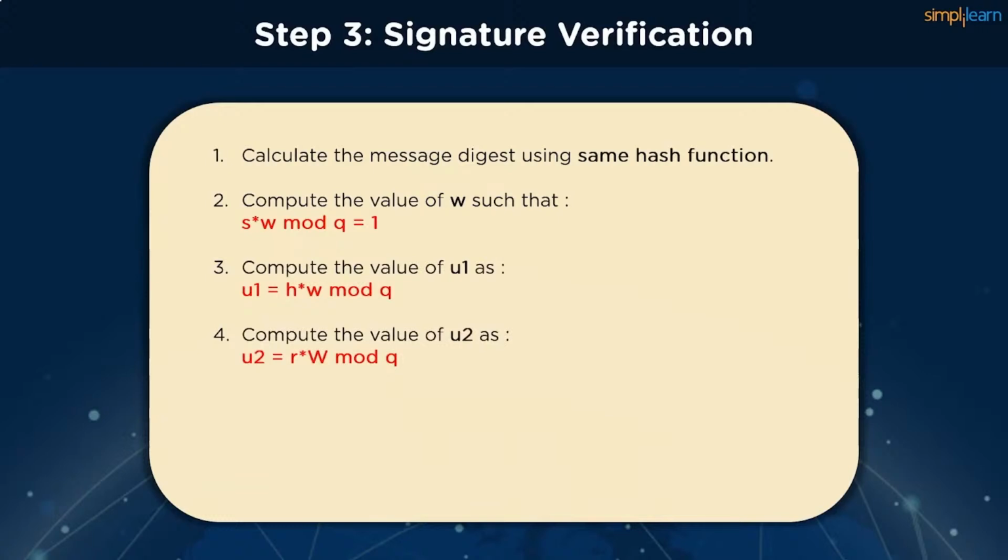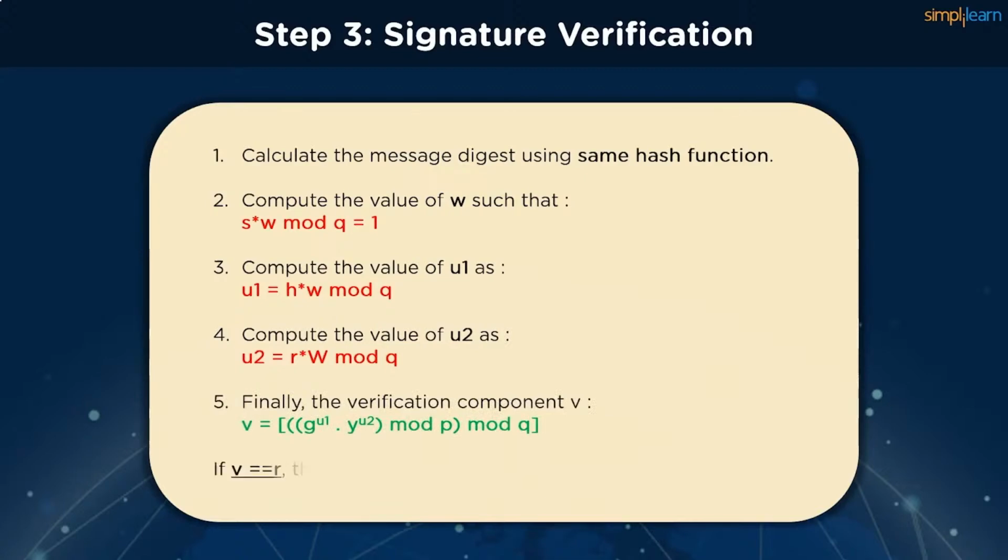We have to calculate a verification component, which is then to be compared with the value of R being sent by the sender. This verification component can be calculated using the following formula. Once calculated, this can be compared with the value of R. If the values match, then the signature verification is successful and our entire process is complete, starting from key generation to the signature generation all the way up to the verification of the signature.